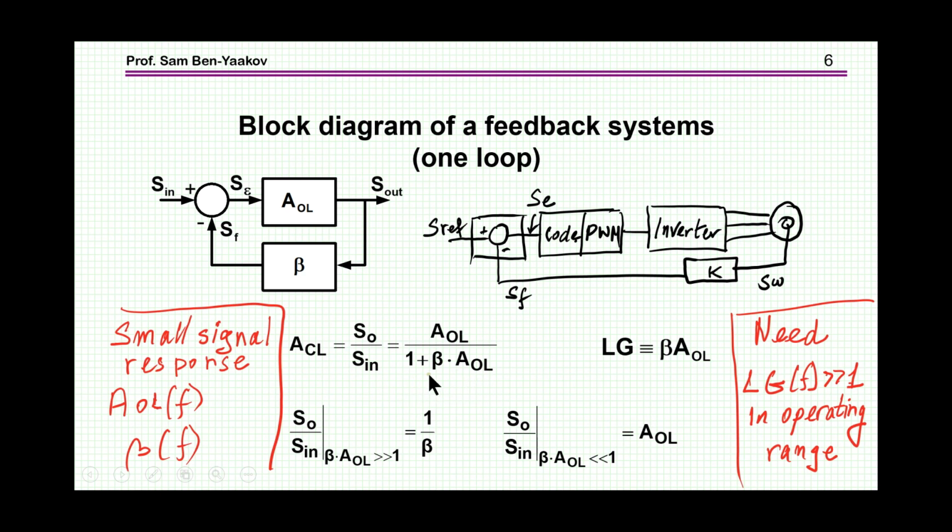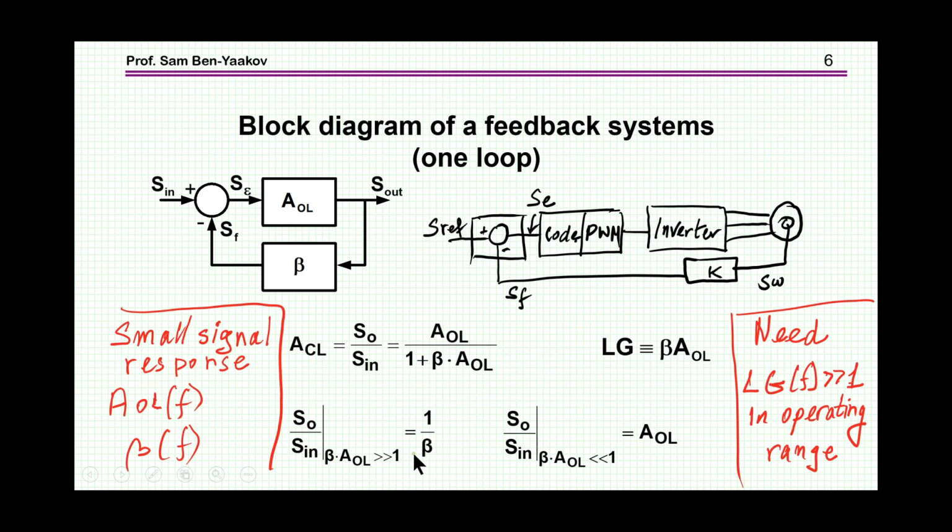So what happens if beta A is much larger than 1, meaning that the 1 can be neglected because it won't affect that much, and you see that this actually drops out. A open loop over A open loop drops out, and I'm left with 1 over beta. Now this is the strength of feedback, negative feedback of course, because positive feedback will cause oscillation because you are feeding the same signal. Now, why is it the strength?